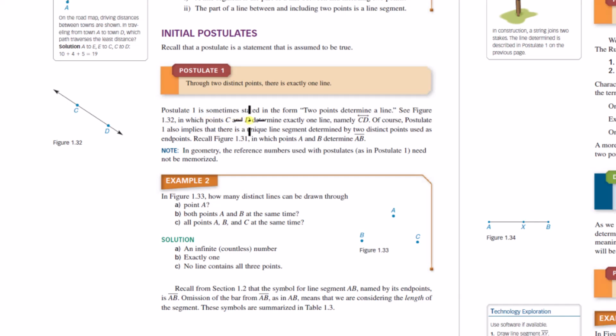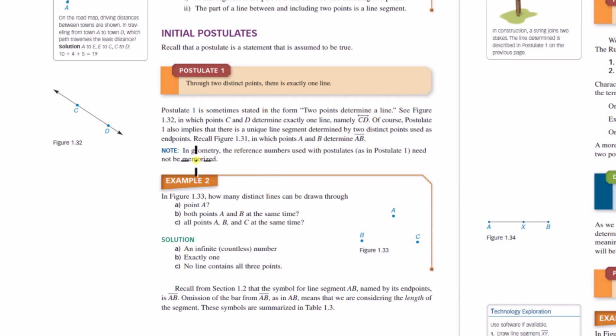Postulate 1 is sometimes stated in the form, two points determine a line. If you have two points in space, then that defines one unique line. You can't have a different line going through the same two points in space. Here, C and D determine exactly one and only one line, line CD. Postulate 1 also implies that there's a unique line segment determined by two distinct points used as endpoints. Recall figure 1.31, in which points A and B determine line segment AB.